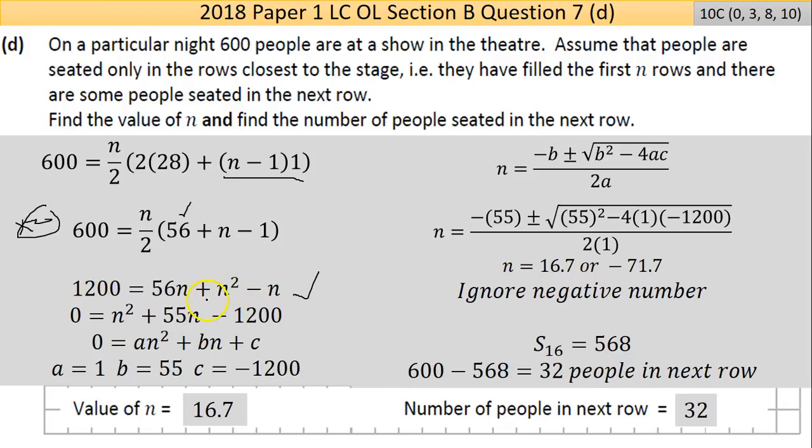So certain things are going to happen. If I bring the 1200 across, it becomes negative 1200. So the n squared doesn't change. I'm moving it around on the same side, so there's no sign changes. The 56 take away 1n is 55n. And as I said, the 1200 goes across and becomes negative. So now I end up with everything on one side. That's a quadratic.